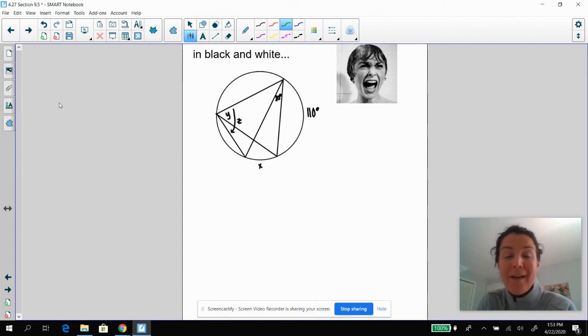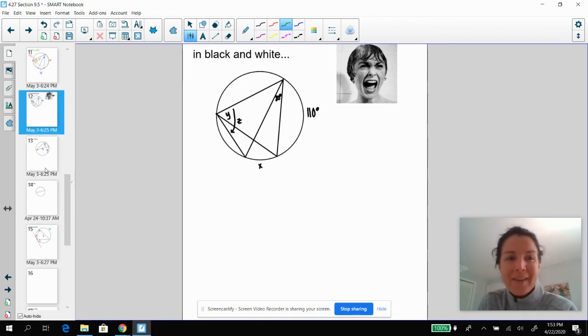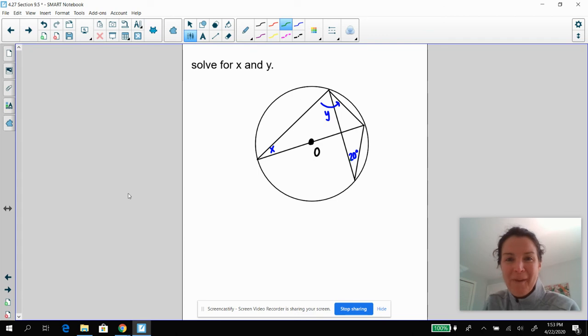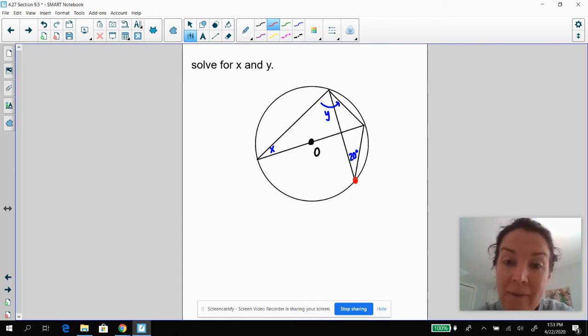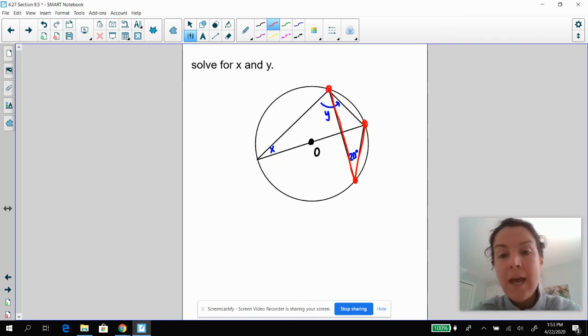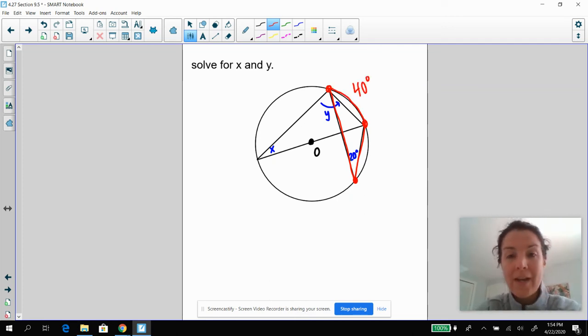So in black and white, these problems actually get a little bit more complicated. I know you can do it. You are very smart and you work hard. So let's look at this one quickly before I let you go. I want to solve for x and y. So a really good trick here is I'm going to first find the one angle that I know. So this is the inscribed angle. If I follow the sides of this angle, I see what arc it intercepts. So I know that this arc is then going to be 40 degrees right here. Cool, because I've got that inscribed angle.